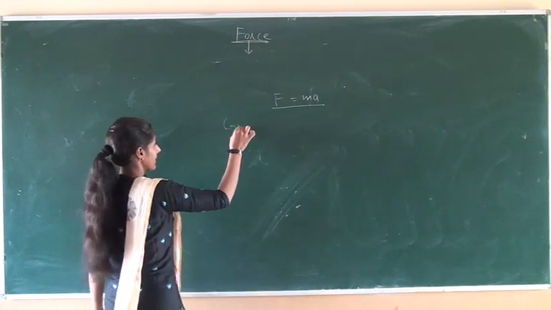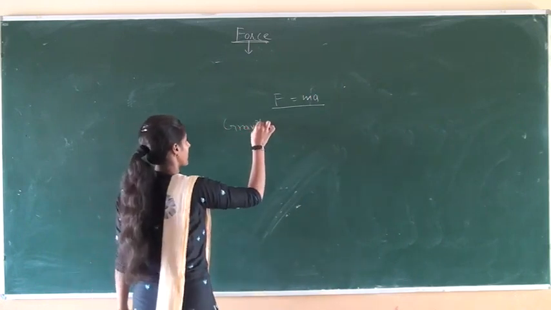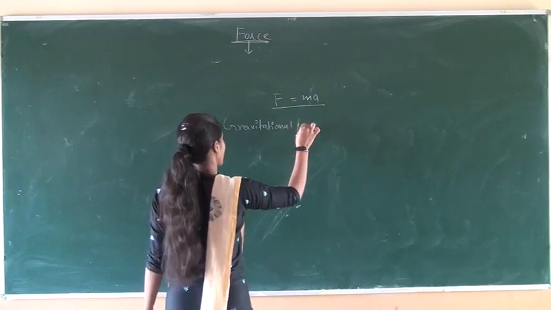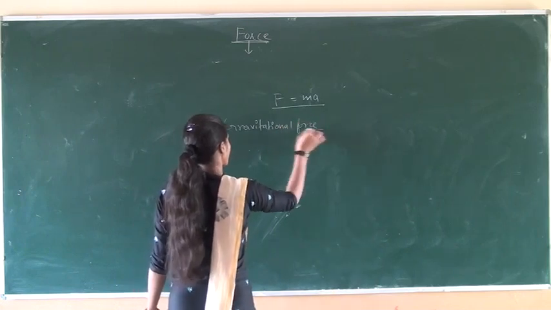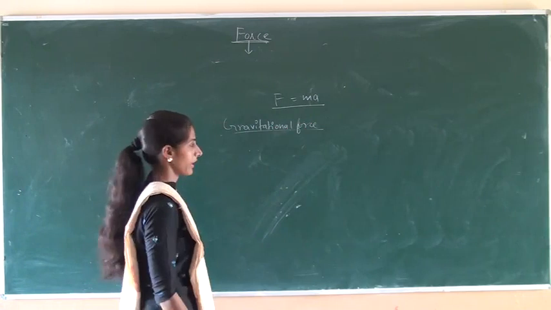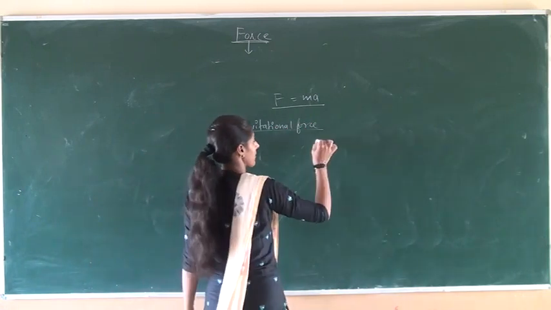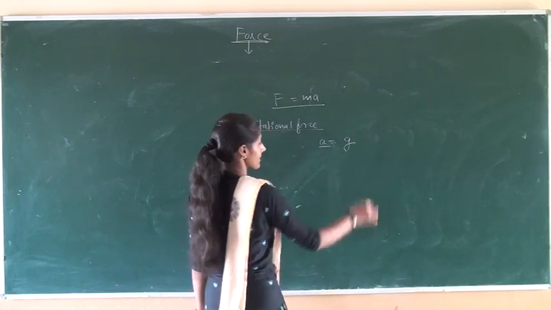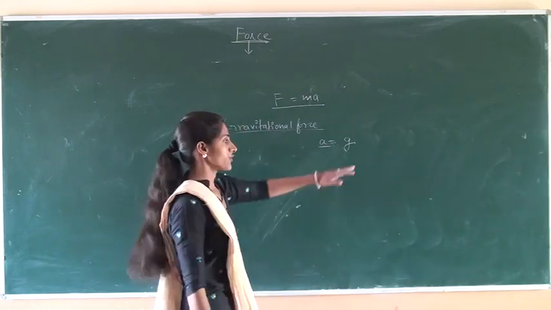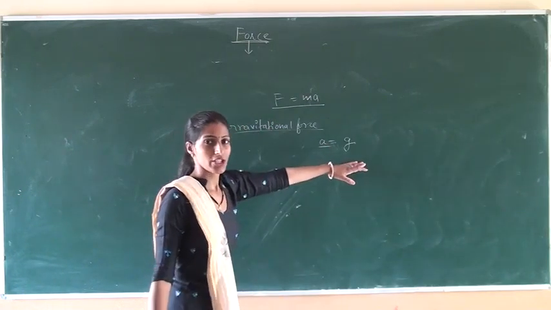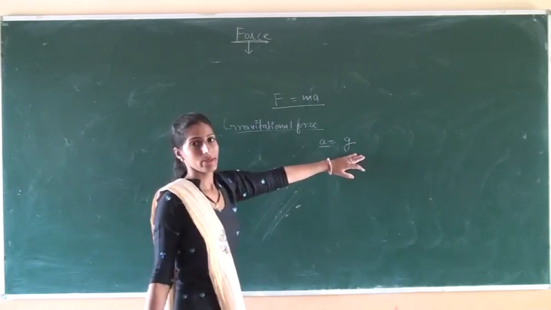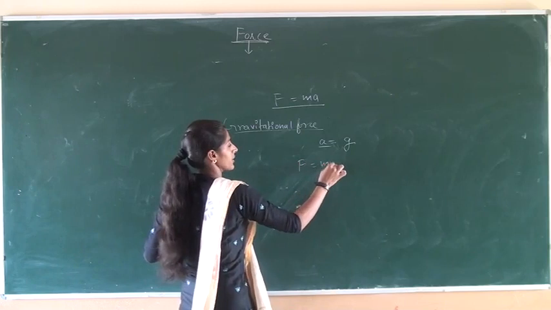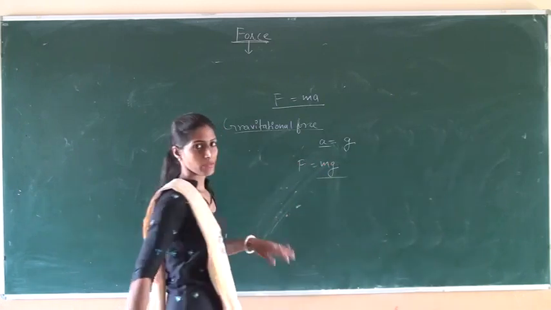Acceleration. But in case of gravitational force, we have A as the acceleration due to gravity, which is replaced by a term g. g is also acceleration due to gravity in case of Earth. So F is equal to m into g.